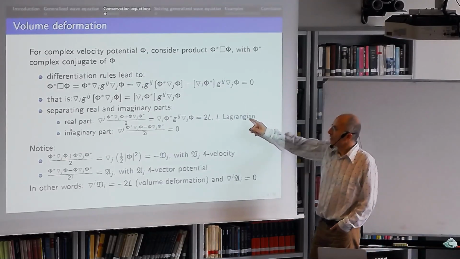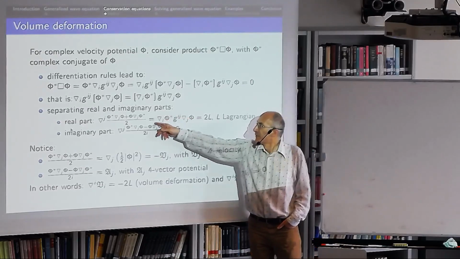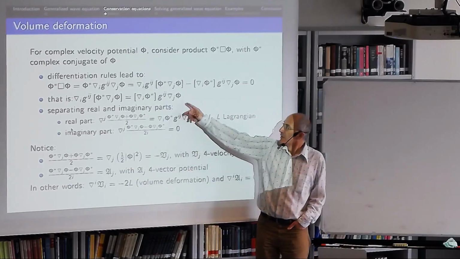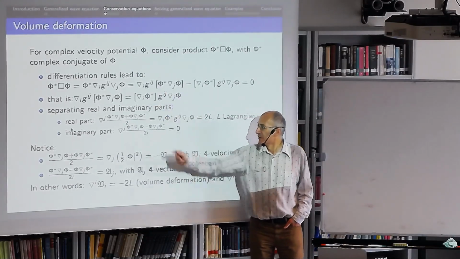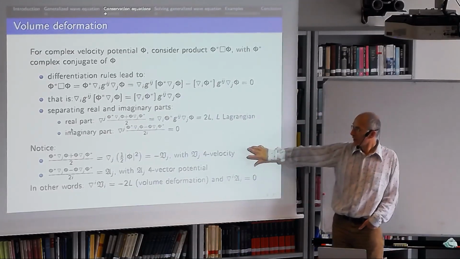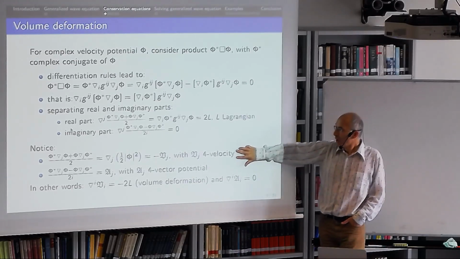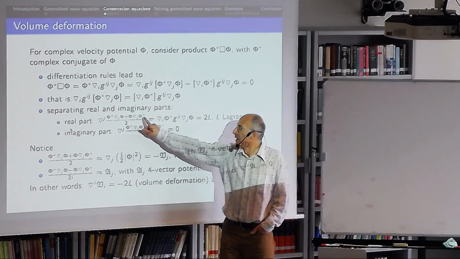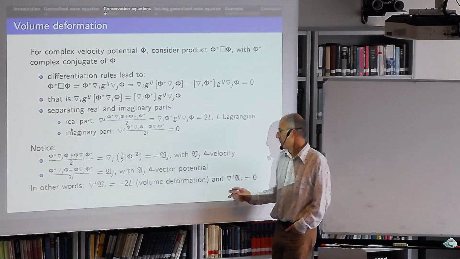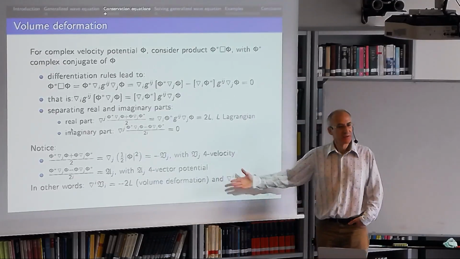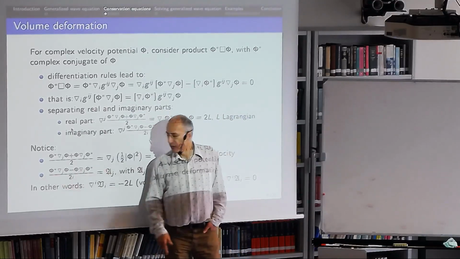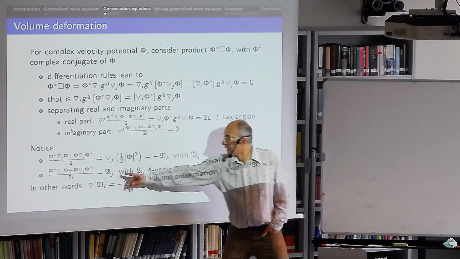And the real part, when we carry this out, we find that this term is just twice the Lagrangian, and the imaginary part, due to the fact that this part is real, would be 0. So it means that we can define two quantities: something which I call the 4 velocity, which is equal to this real part here, and a 4 vector potential, because we'll see it's the analog of a vector potential in electromagnetism, which is the imaginary part of this quantity here.